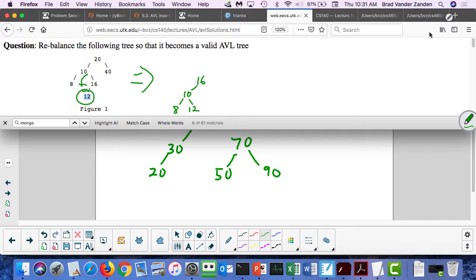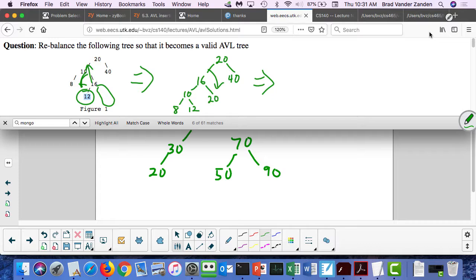Now that was just the first rotation. We rotated 10 down, 16 moved up to become a left child of 20. We have to do the second rotation, which is going to move 20 down. So when we move 20 down, it becomes a right child of 16. It holds on to its right child, which was 40. Okay, and that takes care of everything.